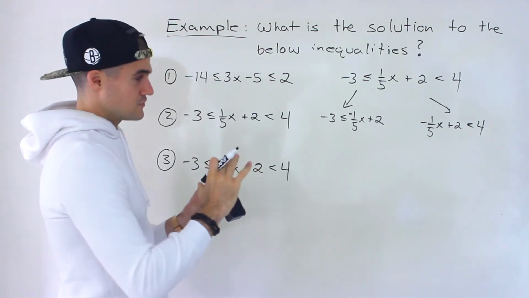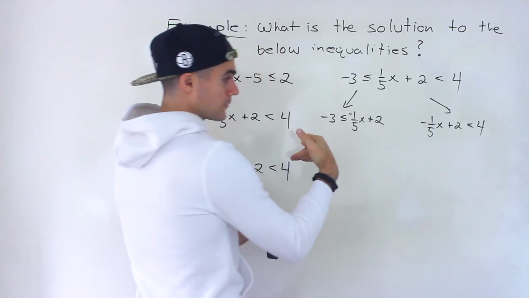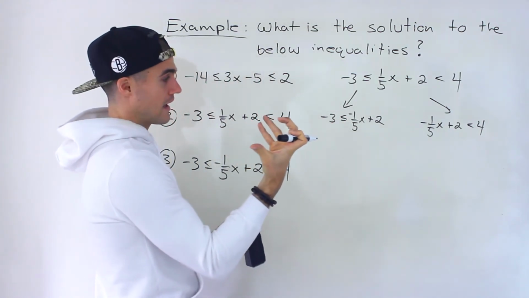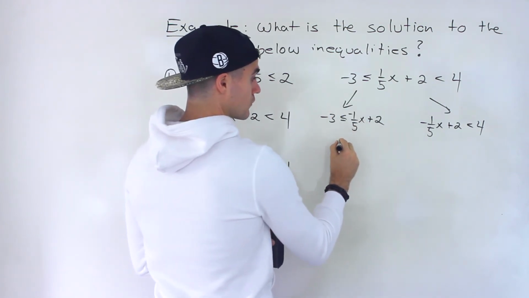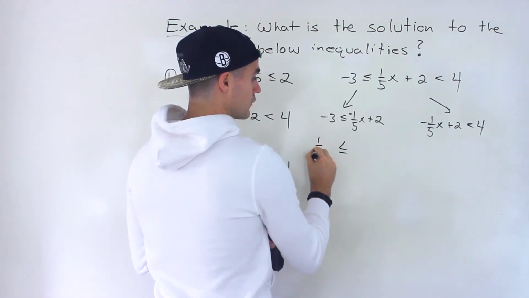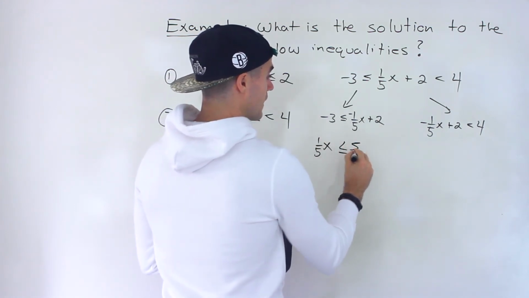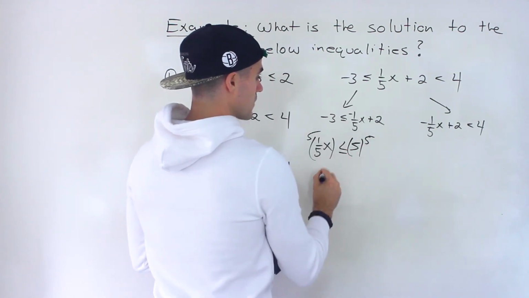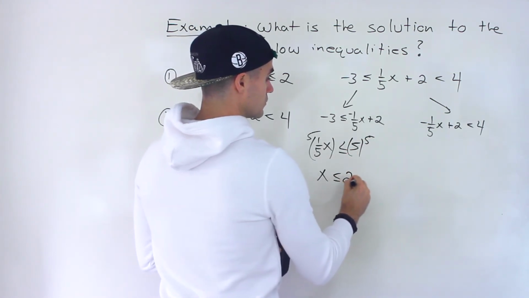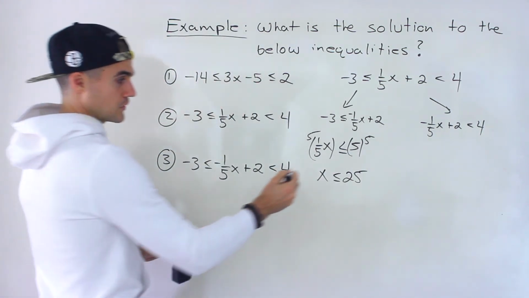So personally, as you've seen in previous videos, when I isolate for the x, I like to do it in a way where when I'm going to divide by that coefficient in front of the x, I like it to be positive. So I'm going to bring this over, and then I'm going to bring the negative 3 over. So we'd end up with positive 1 over 5x on the left side. 2 plus 3 is 5. Multiply by 5, multiply by 5. So x is less than or equal to 25. That's what we get here.